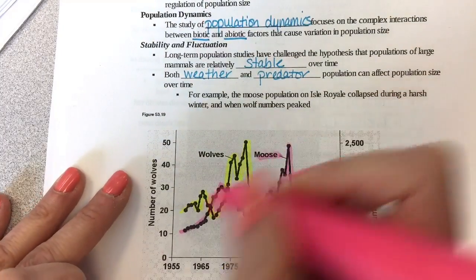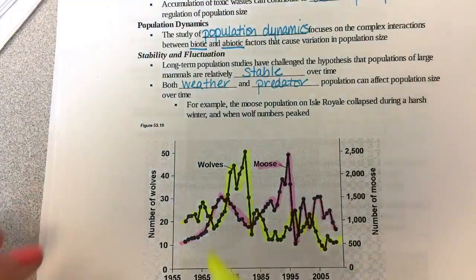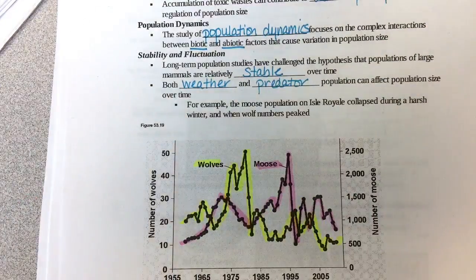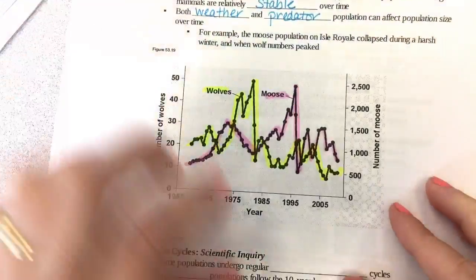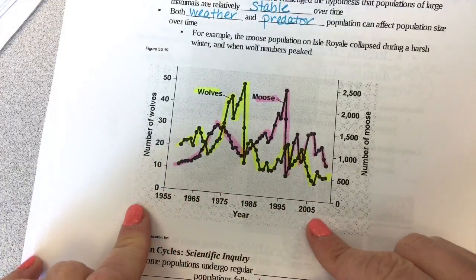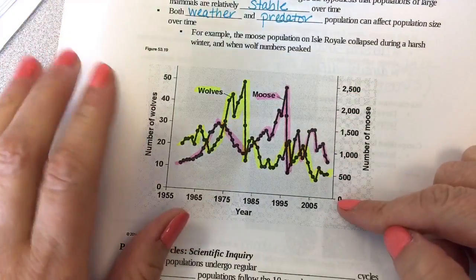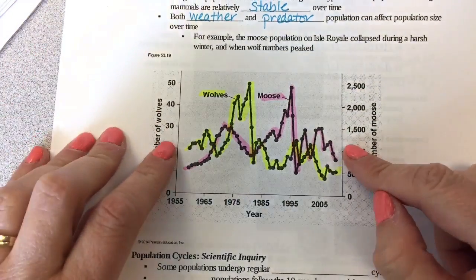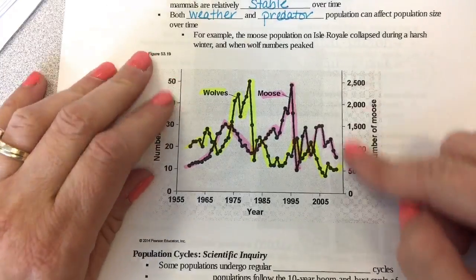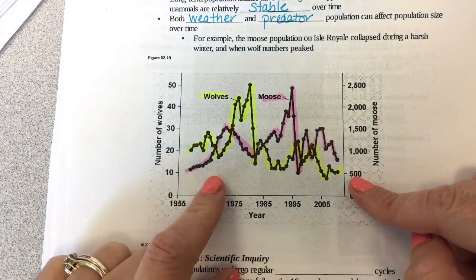All right, so moose and wolves. Okay, so the numbers are greatly different. So this is over time, and this is the number of wolves. There's less wolves, and there's more moose. So we have 2 different y-axes with the different numbers to represent that, so we can accurately see.